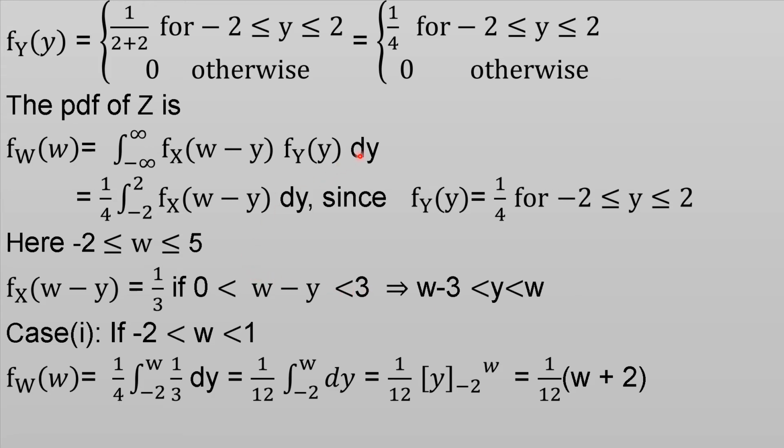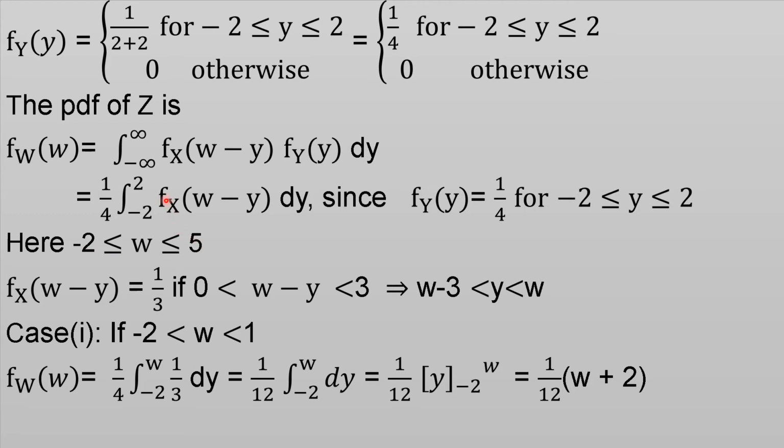In this integral with respect to y, I take f_X of (w minus y) as 1 by 3. Remember that y should be greater than w minus 3 and less than w. And the w value lies between -2 and 5.